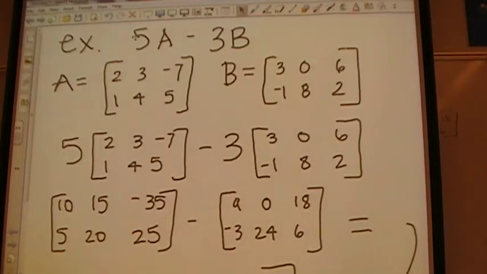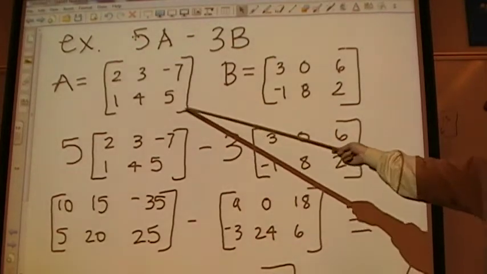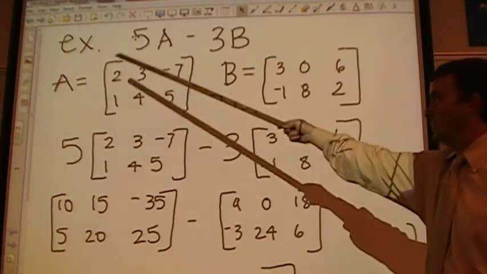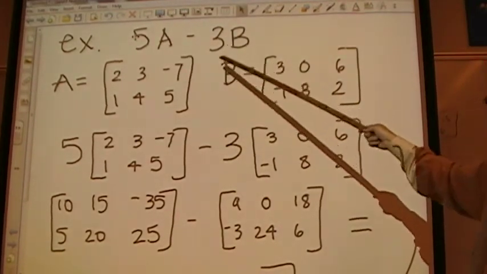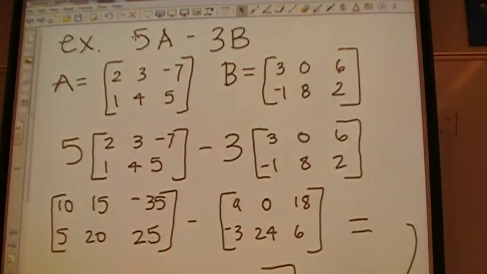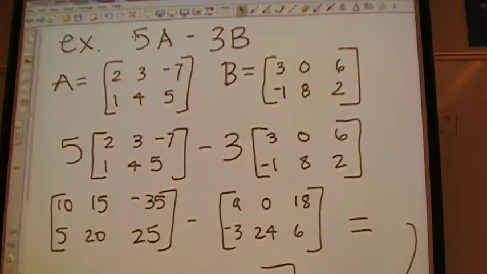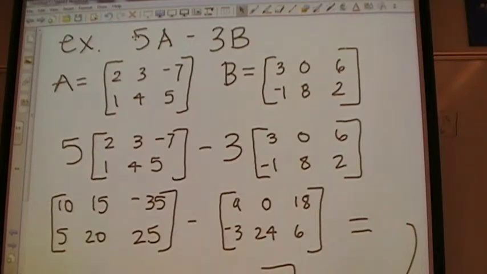5A minus 3B. Capital letters are representing matrices. They tell you what matrix A is and what matrix B is, here and here. So all of this top right here is given to you. You have to simplify 5A minus 3B. The 5 and the 3 are your scalars. So you're going to multiply your scalars and then subtract the two results.